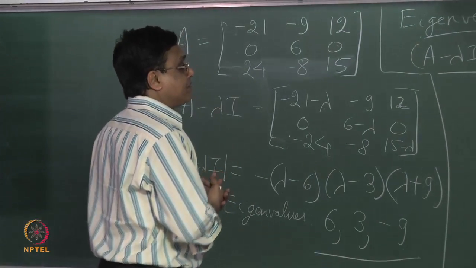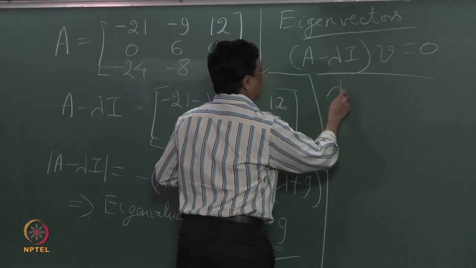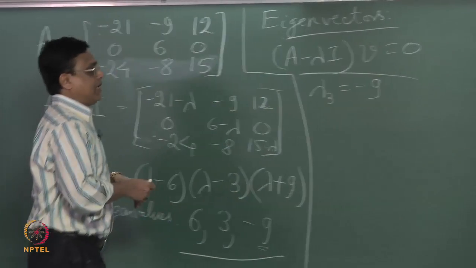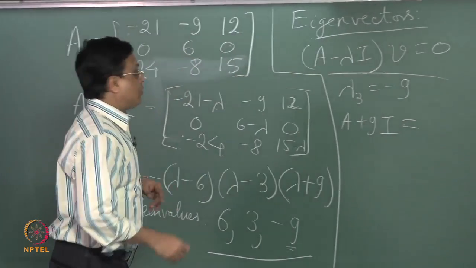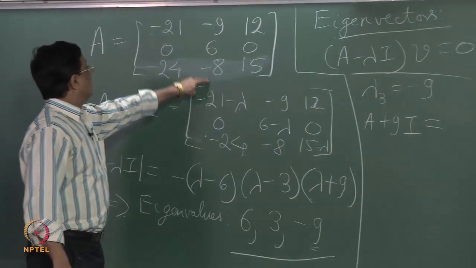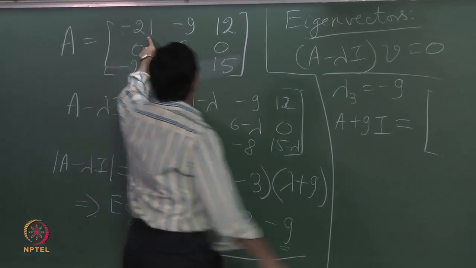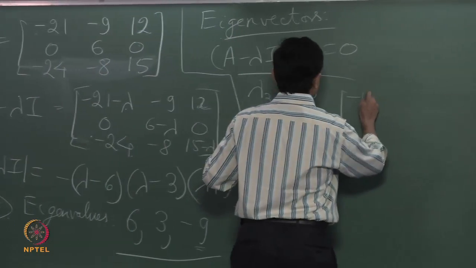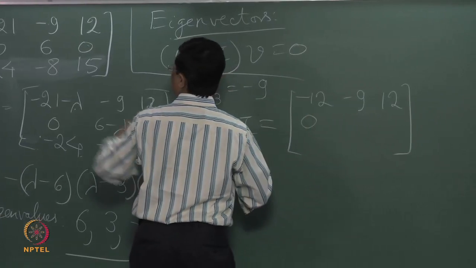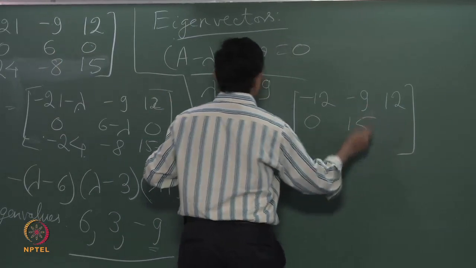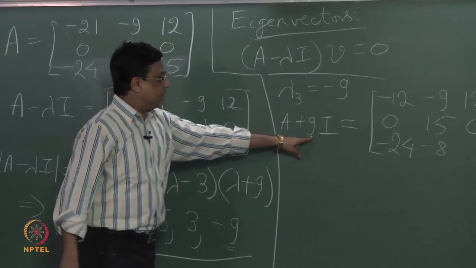So, let us start with the first eigenvector. Let us say we will choose minus 9 to start with. Okay, so, lambda 3 which is equal to minus 9. You can start with lambda 1 also, does not matter. So, this will give A plus 9I. What will you get? That means the A is given here plus 9. So, you can see the diagonal elements will only change, correct? So, what will be the first element? -21 plus 9, which is minus 12. The rest of the non-diagonal elements will remain the same, isn't it? So, this is 0, 6 plus 9, 15, 0, minus 24, minus 8, then 15 plus 9, 24.